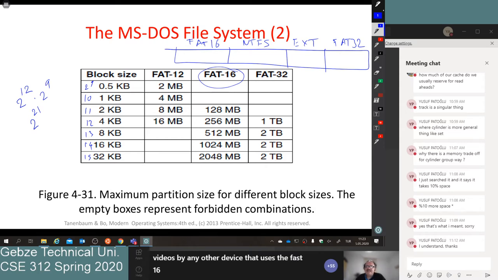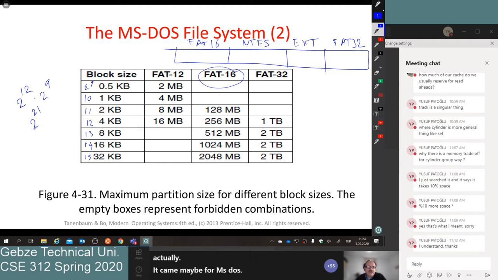So FAT16 is kind of a trade-off between FAT12 and FAT32. For FAT32, the file access table becomes so big that I cannot fit it in my memory. But with FAT16, it is manageable. So this is the MS-DOS file system. It is not that complicated. But of course, as usual, if you are trying to optimize things for practical use, then things might become complicated. One of the oldest file systems is older than MS-DOS, actually. It came before MS-DOS.